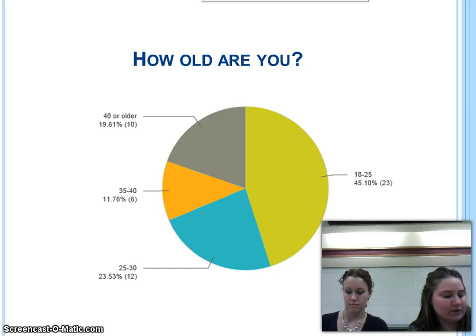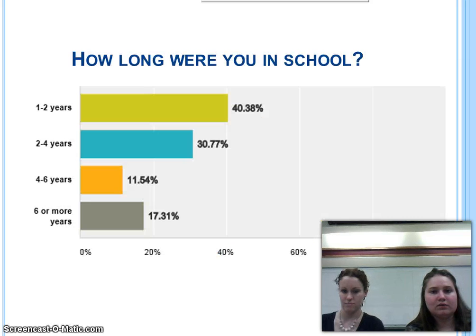This slide shows the results to the question, how old are you, through a pie graph. It shows that 45% of the 52 surveyors were between the ages of 18 and 25. 24% were between the ages of 25 and 30. 11% were between the ages of 30 and 40, and 20% were older than 40 years old. This data shows that nearly half of the participants were between the ages of 18 and 25, and they may not have even graduated from college yet.